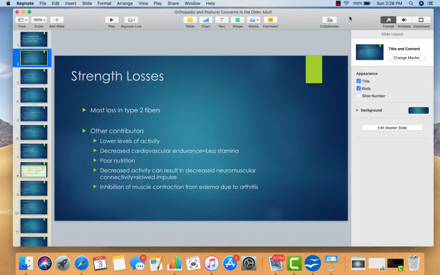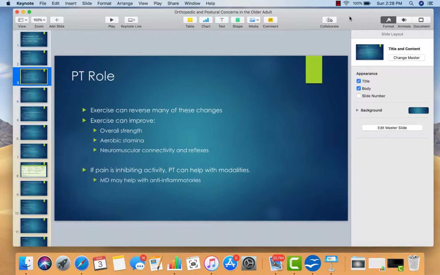So it's kind of that downward spiral sometimes where a person has pain and maybe swelling or edema. And then due to that pain, they decrease their activity level. Of course, the physical therapy role is to work on exercise to reverse the changes, to improve overall strength, stamina, and the neuromuscular connectivity or reflexes.